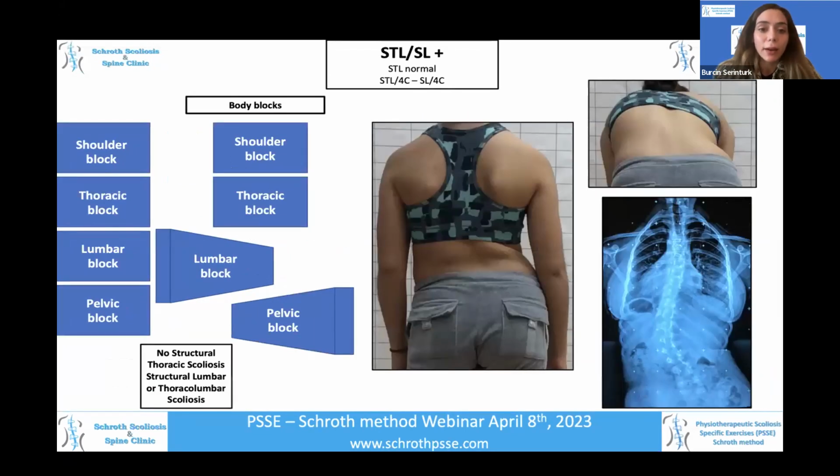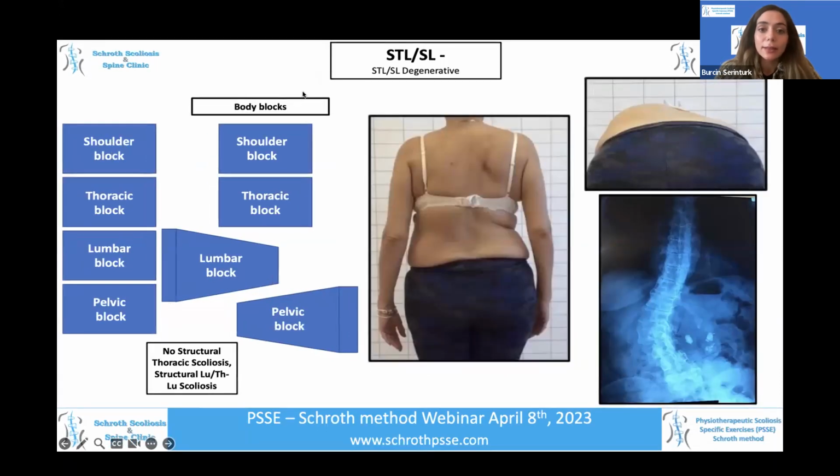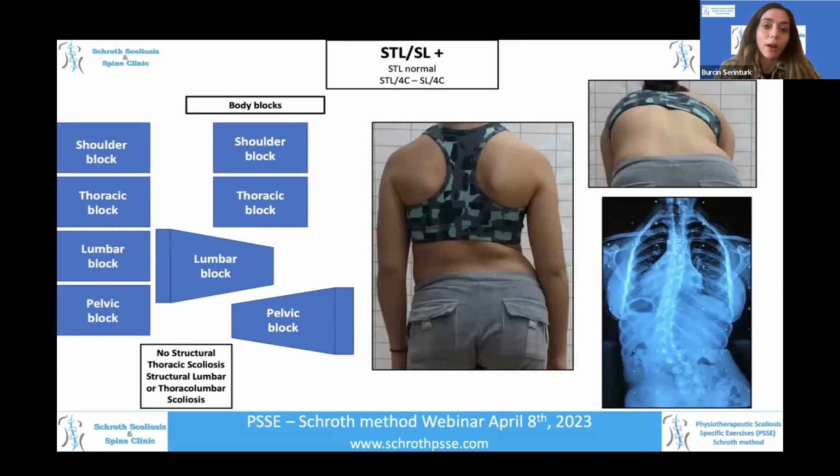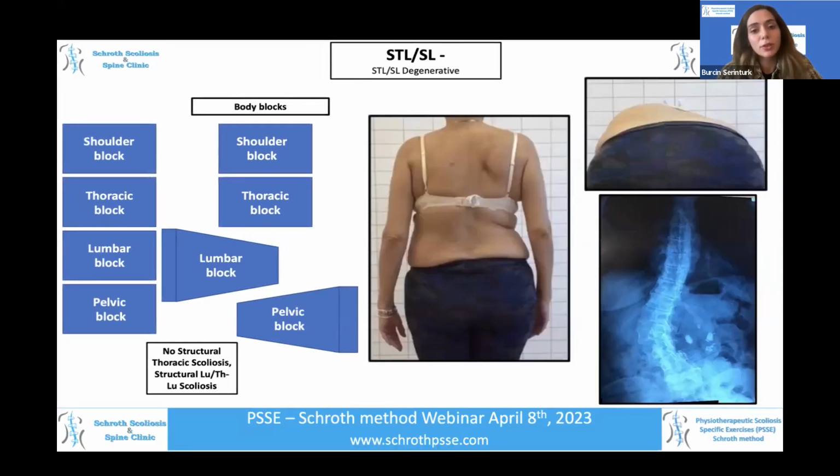Finally, this is SL-STL type. In this case, there is a major difference from the others because now we have no structural thoracic scoliosis, but structural lumbar or thoracolumbar scoliosis. And this is SL-STL minus. We only come across this condition in degenerative cases, for example, adulthood or postmenopause. And finally, I would like to state that in this condition, we never perceive overcorrection as an option since it is degenerative. The only main difference, this is almost the same curvature, but if we have SL-STL minus, it must be a degenerative curve.